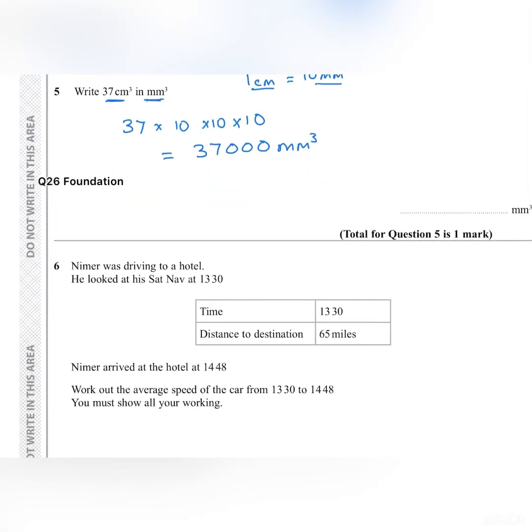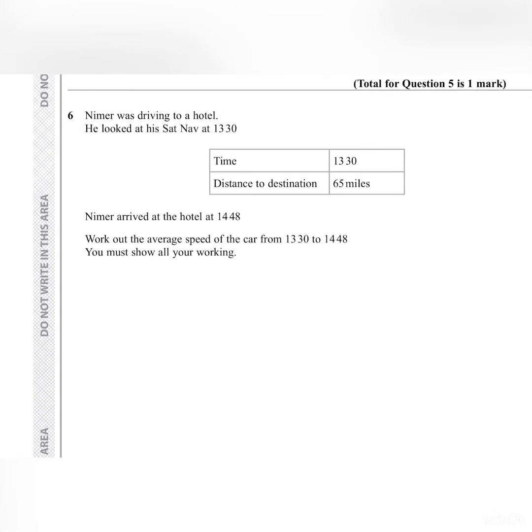Okay, so moving on to question number 6. It said Nemo was driving to a hotel. He looked at his sat-nav at 13:30, and it said time to destination was 65 miles, and he arrived at the hotel at 14:48. Work out the average speed of the car from 13:30 to 14:48. Okay, so you must show all your working.